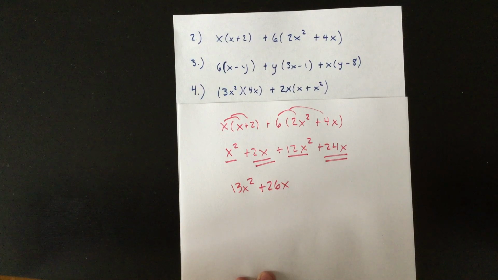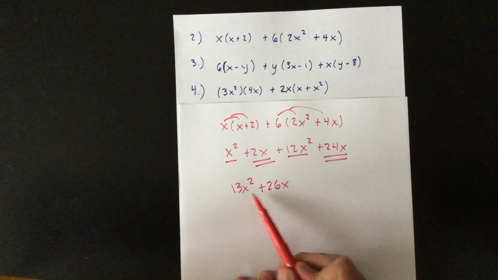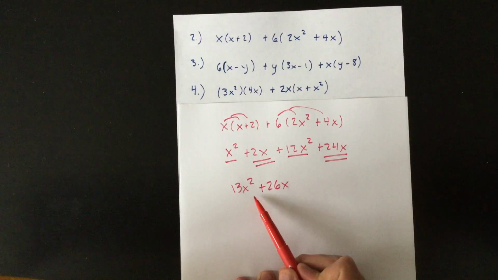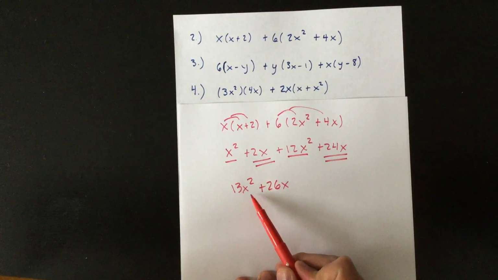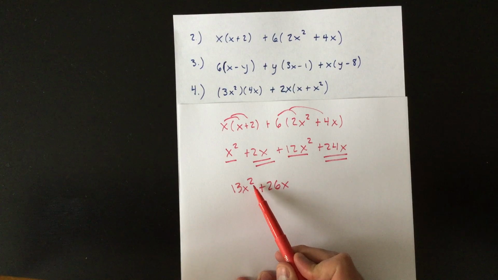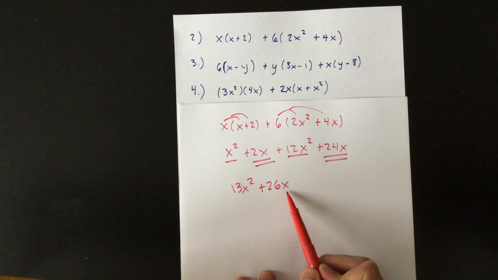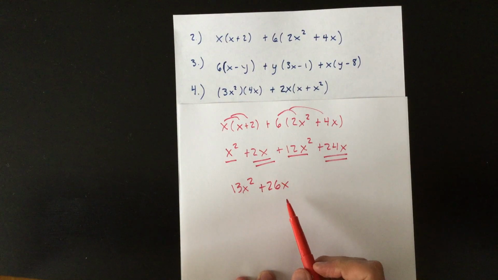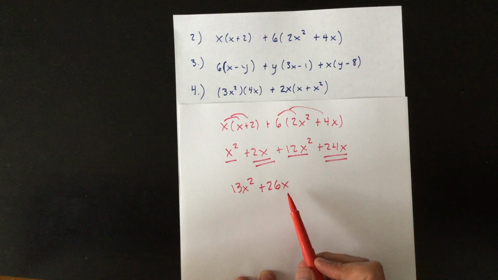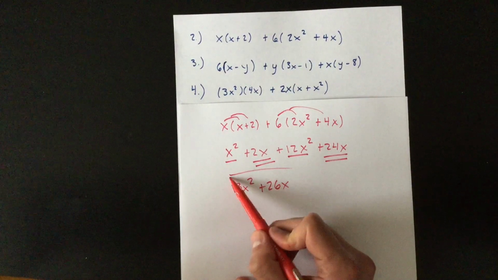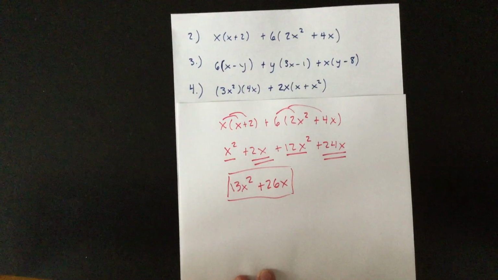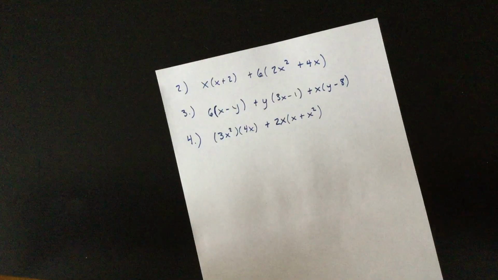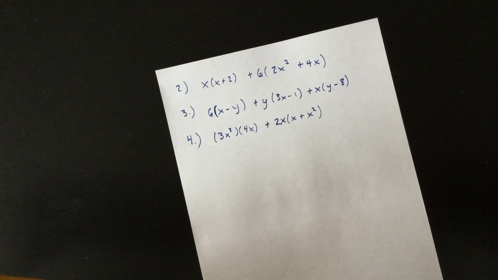These terms are considered unlike because even though they share the same variable, they both have an x, in this case, this one has an exponent of 2 on the x. This one has an exponent of 1 on the x. Even though you can't see it, there is an implied 1, which means they're unlike. Two terms are only considered to be like terms if they have the same variables and the same exponents on those variables. So this is our answer. Done.